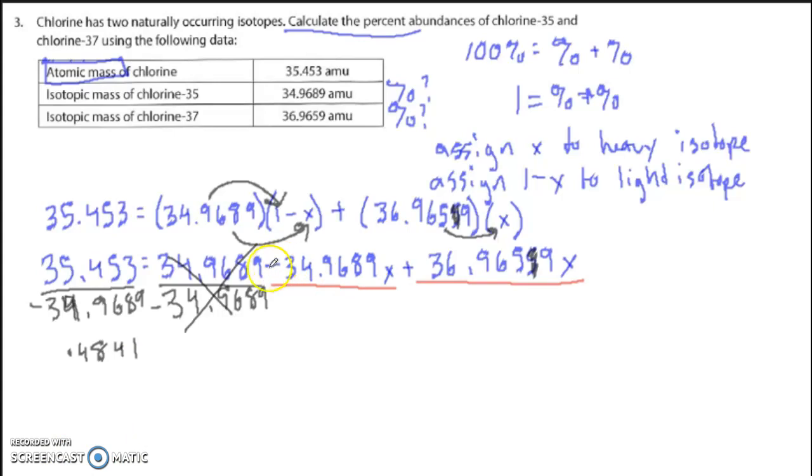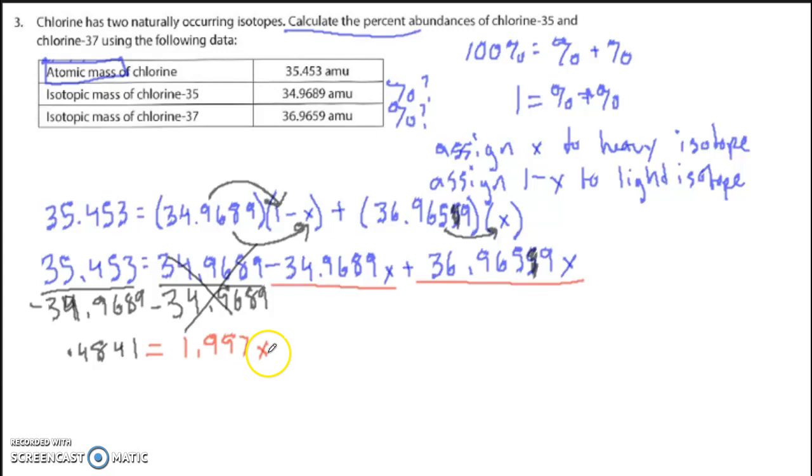And here, that's a negative 34.9689 and a positive 36.9659. I can simply combine those two things in the calculator. Negative 34 and positive 36. I should get a positive answer, and it should be around 2, and in fact it is positive 1.997x. Okay, so I just went from a whole lot of stuff to very little stuff. That's good.